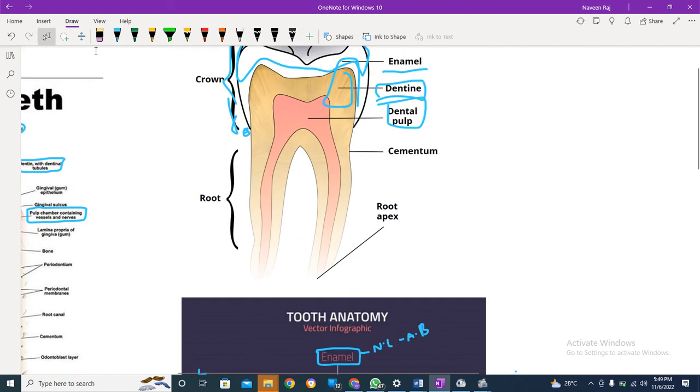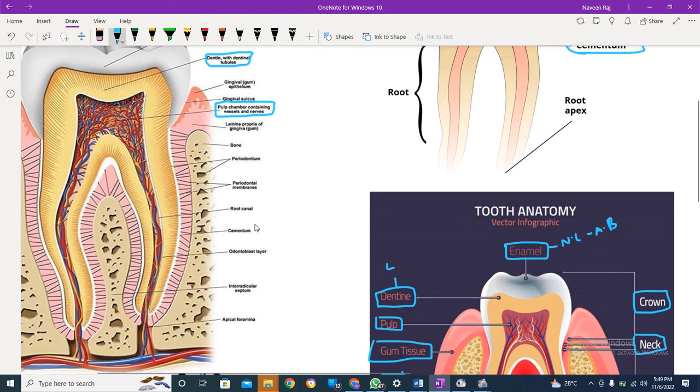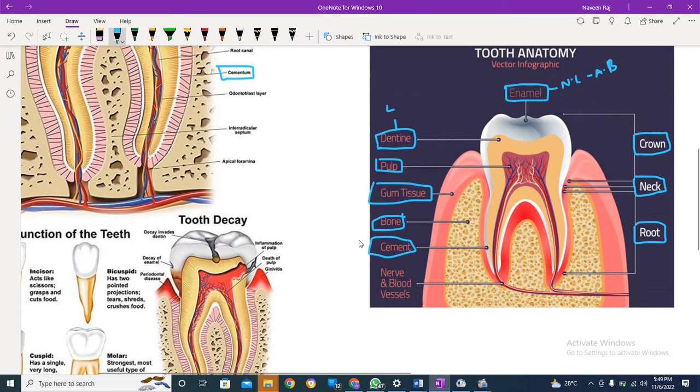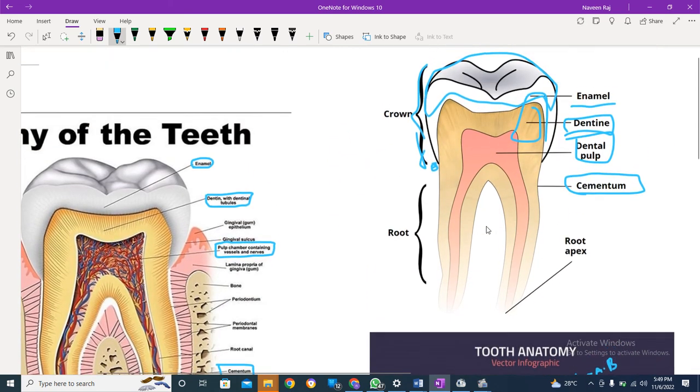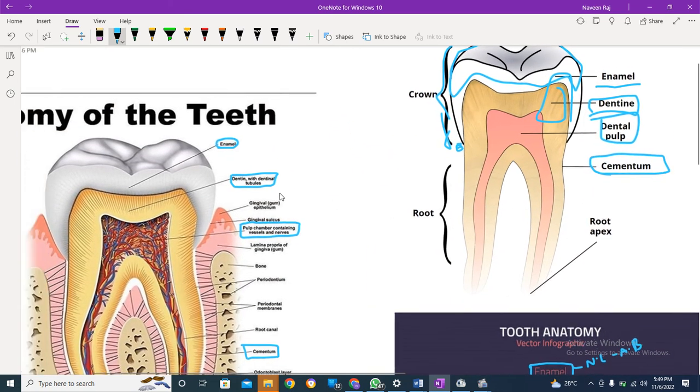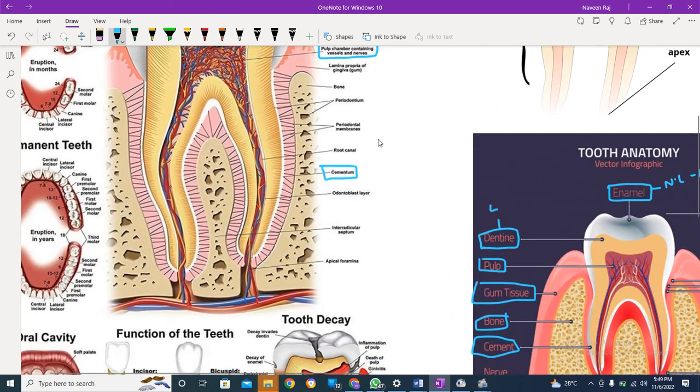Okay, so here we have the cementum. This is covering the root section, the downward section. Here we have the cementum. This is the covering of the root. And if you move forward, this picture is done, while we have other important things to mention.